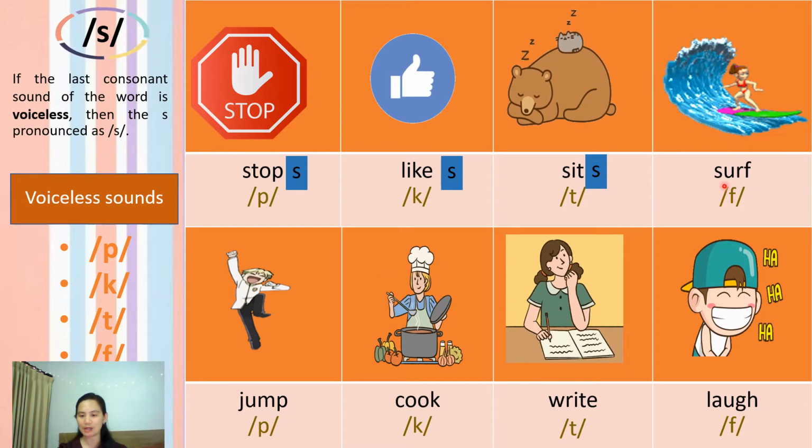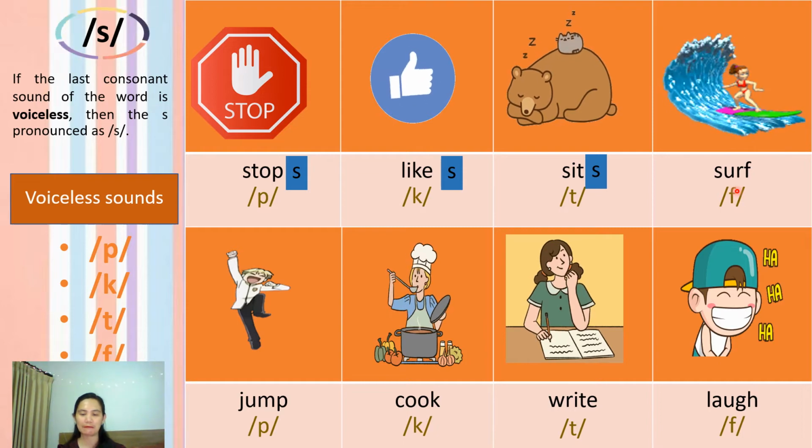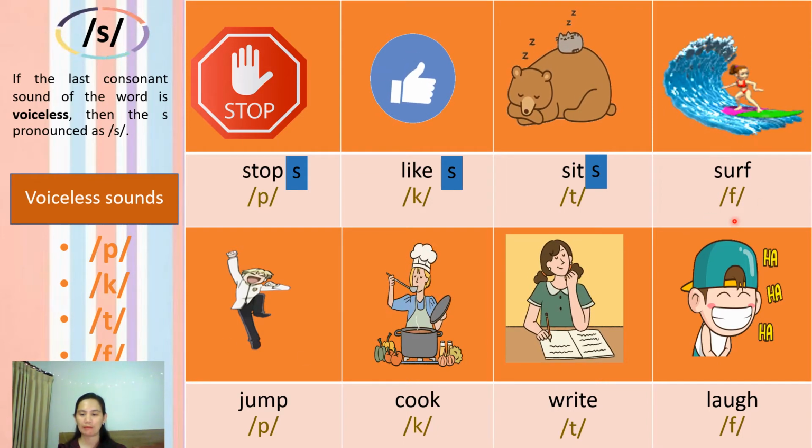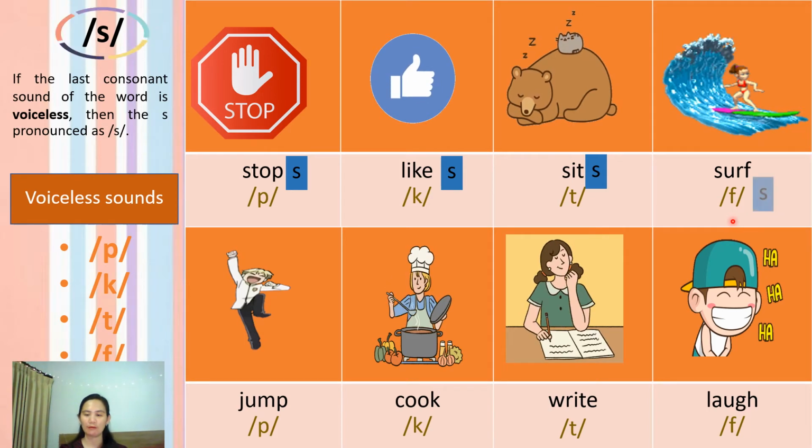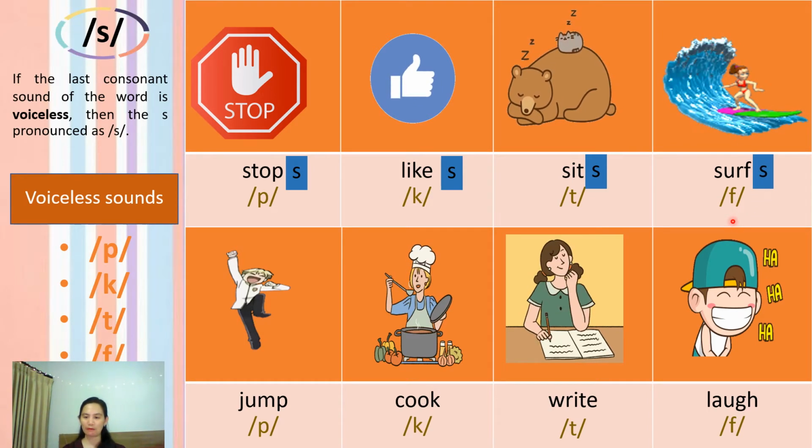Let's move on to the next word, surf. F is the last sound. If we put an s at the end of the simple form of the verb to make it into a simple present tense, we're going to read the word as surfs. Again, surfs.